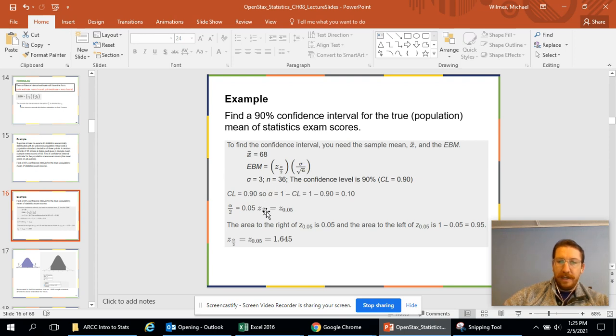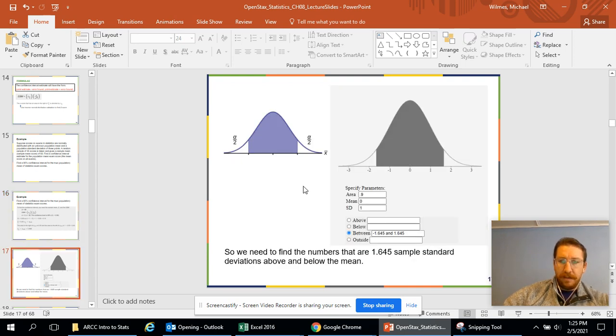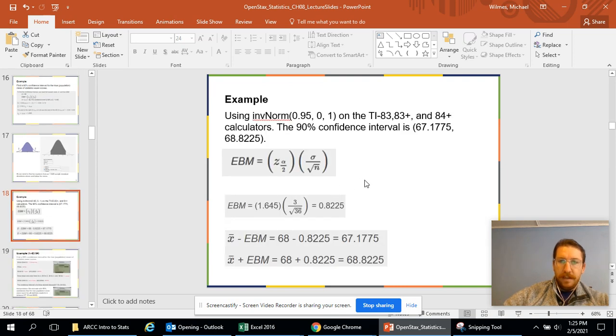So down here, they're just explaining where this 1.645 came from. We just used the calculator here to get that. So now, here they're showing the calculator, but we don't really need to use the inverse normal on our calculator because we used the other calculator on the computer.